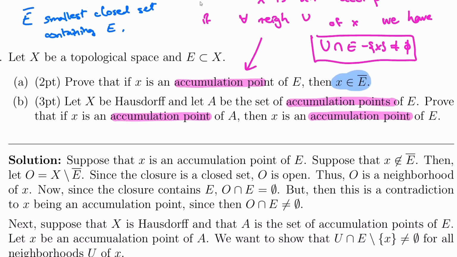Yeah, and this can be used as follows. If X is an accumulation point of E, then when X is not in the closure, you look at the complement. The crucial part in this proof is that the complement of the closure is open, and that's because the closure is the smallest closed set. But the complement is disjoint from E, and this contradicts X being an accumulation point.